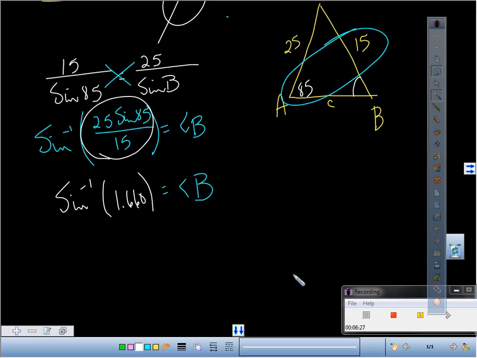It can't be bigger than 1. It's outside your domain. Think about that sine curve. What's the highest it goes? 1. What's the lowest it goes? -1. If you're outside of that, there is no angle that gives you a sine of 1.66. You see what I'm saying?